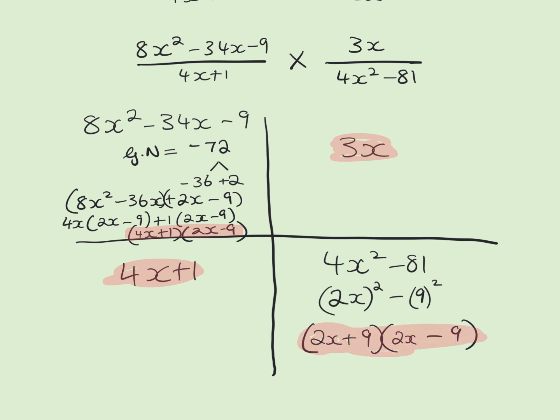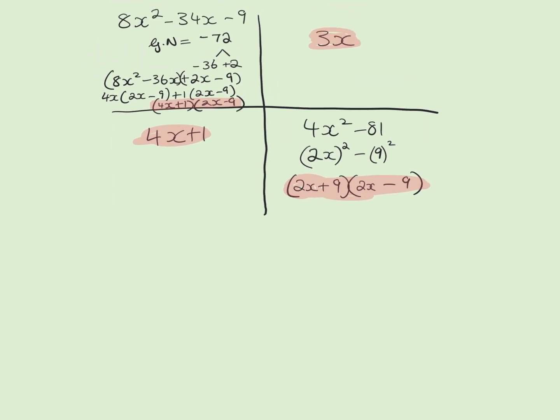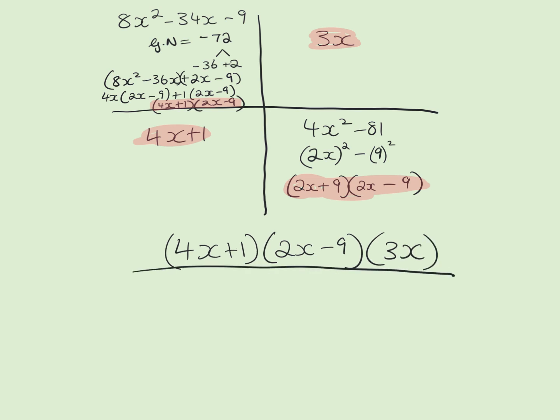So I'm going to rewrite my fractions and multiply. I'm just going to skip a step here. Instead of rewriting my fractions out again, one over another, I'm going to go ahead and multiply them as a single fraction. So on my top, I'm going to have 4x plus 1 times 2x minus 9. And I'm going to multiply that by 3x, which is the other numerator, all over 4x plus 1, 2x plus 9, and finally 2x minus 9.